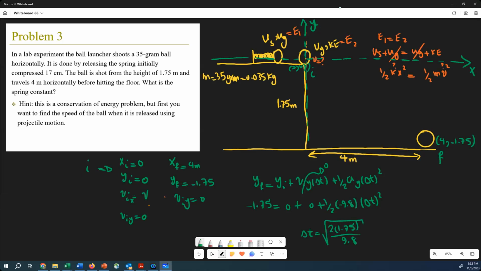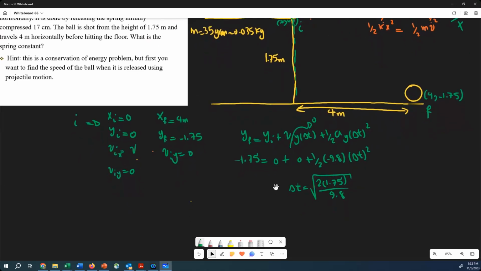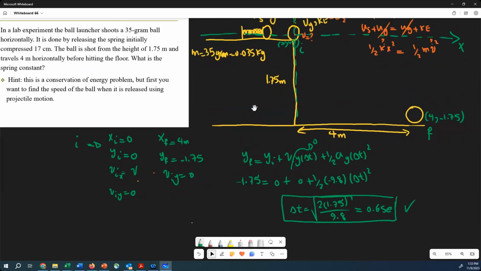Good. So go ahead and calculate this number, delta T. You see what I'm doing? It's 0.6 second, yes? Okay, this is the time. It means that it takes this amount of time for the ball to go from the top to the ground.